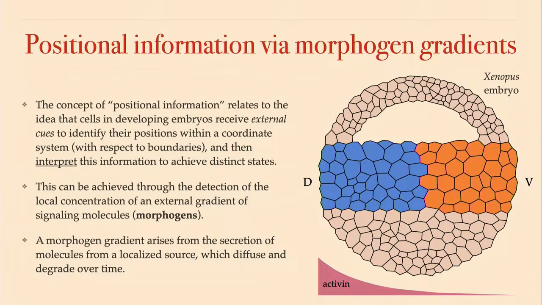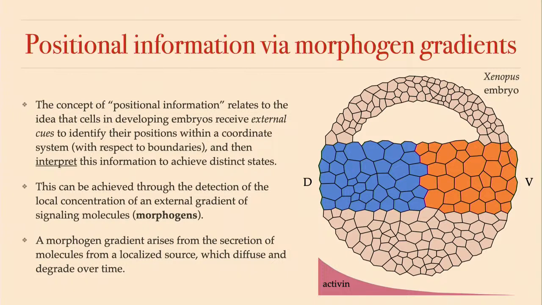Depending on the concentration of morphogen that the cell encounters, it can make an estimation about how far away it is from some boundary. Very roughly speaking, this is the key idea behind position information. Here's an example from the Xenopus embryo.